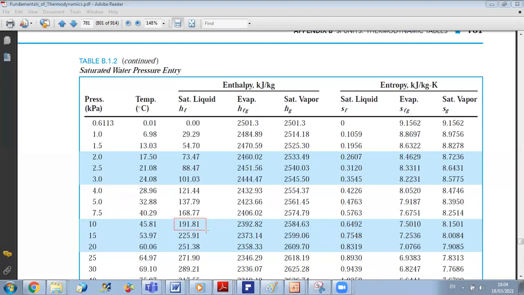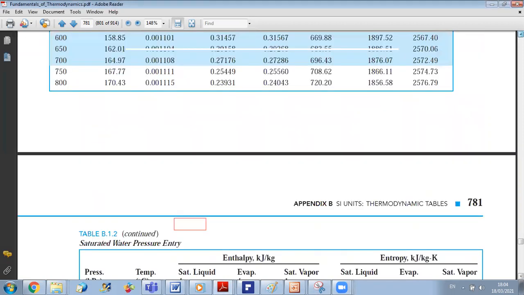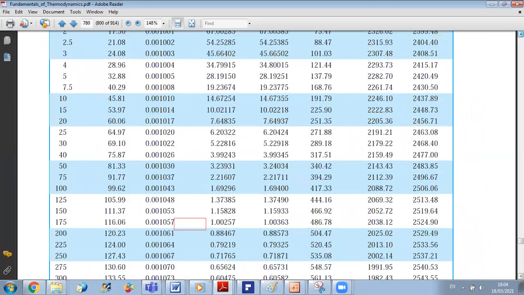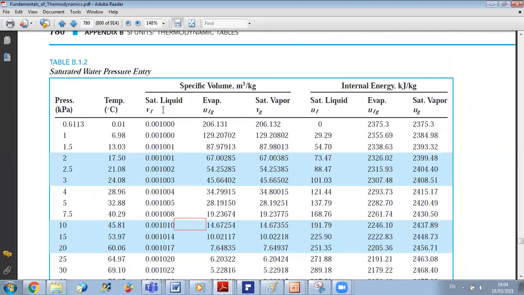This is H1. And now to get the value of V at 0.1, sorry, I will go back to the other set of tables, which will give me the specific volume. As you can see here, I have the specific volume and the internal energy.